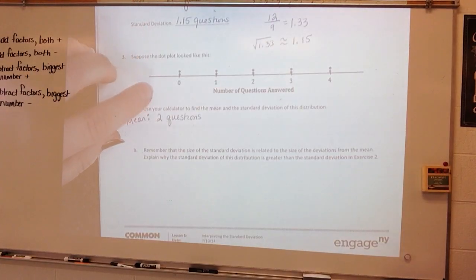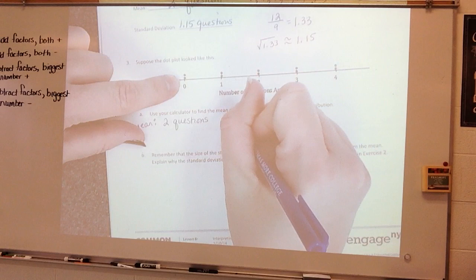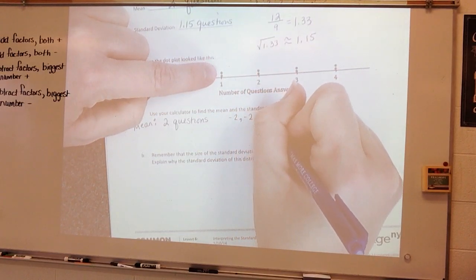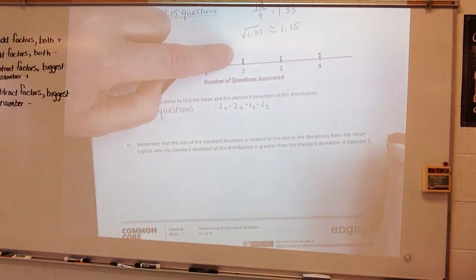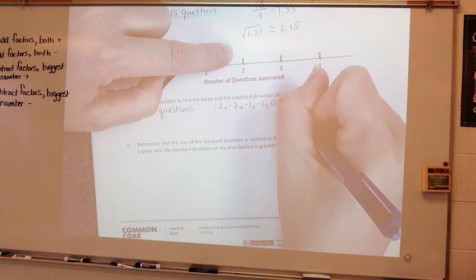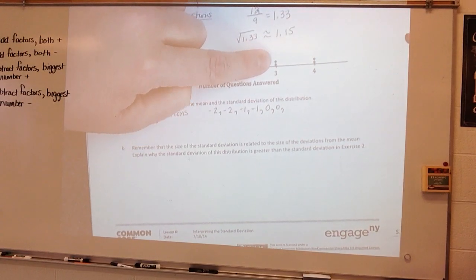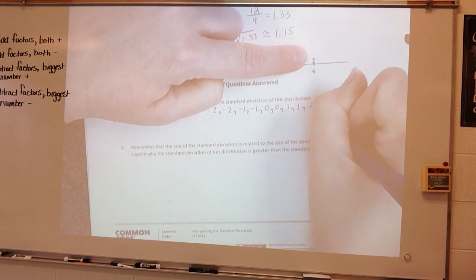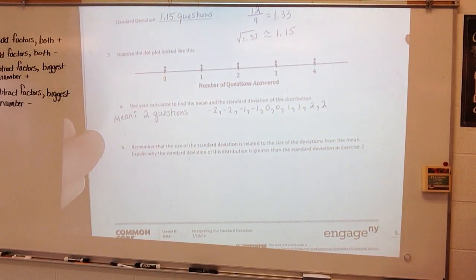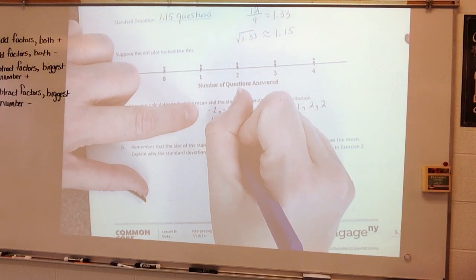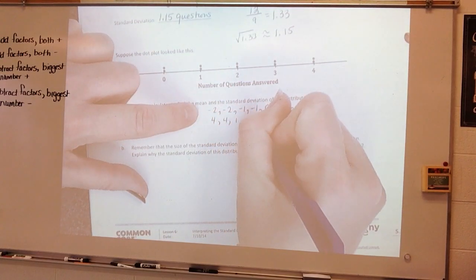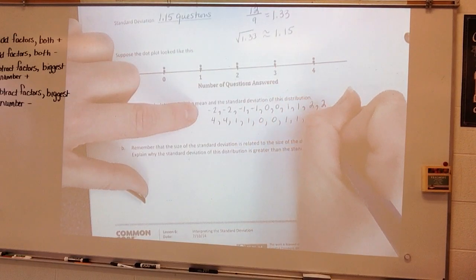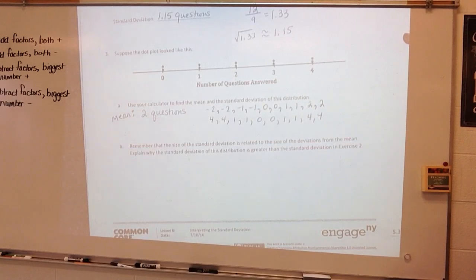Alright, now we're going to do this. So 0 minus 2 is negative 2. I have 2 of those. 1 minus 2 is negative 1. I have 2 of those. 2 minus 2 is 0, so I have 2 of those. 3 minus 2 is 1. I have 2 of those. And 4 minus 2 is 2. I have 2 of those. I have to square these, so I get 4, 4, 1, 1, 0, 0, 1, 1, 4, and 4.